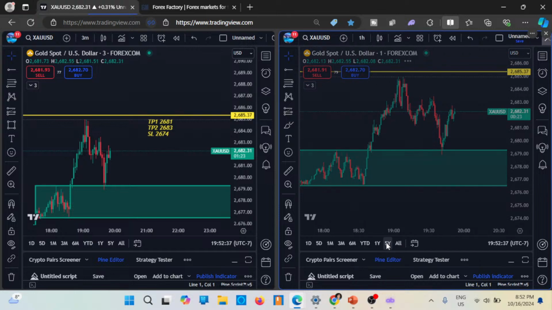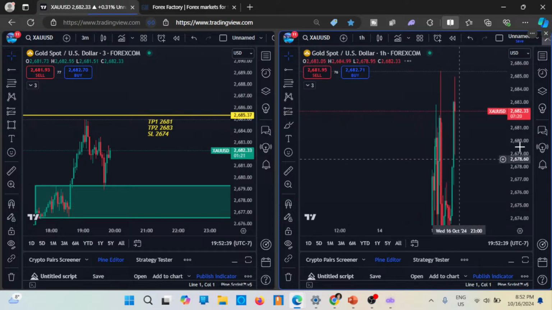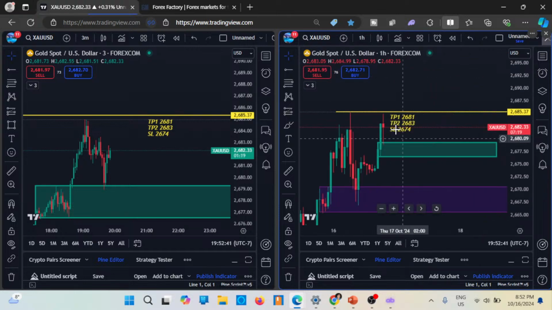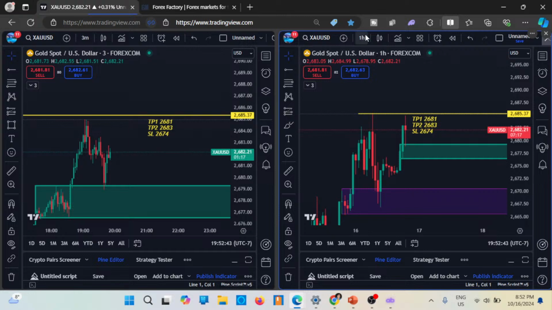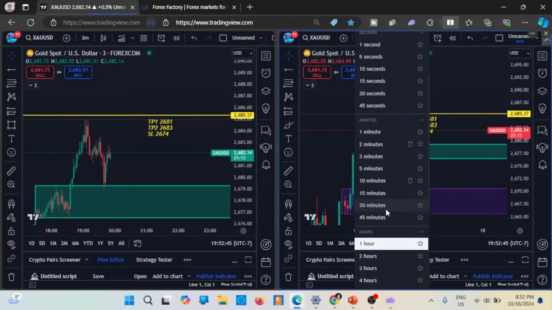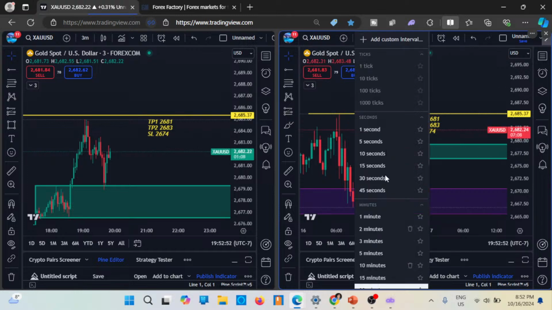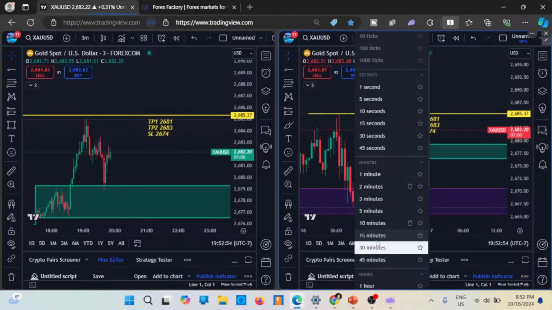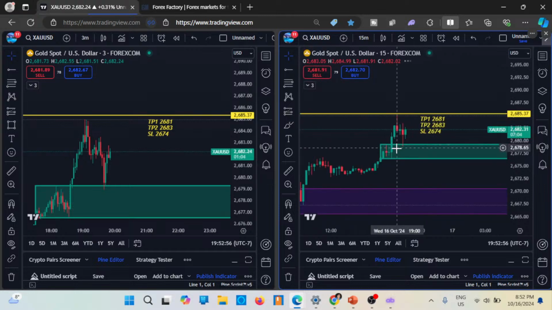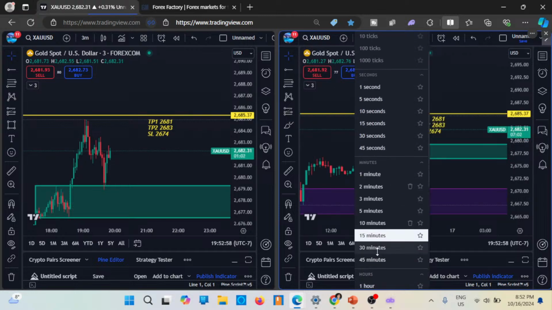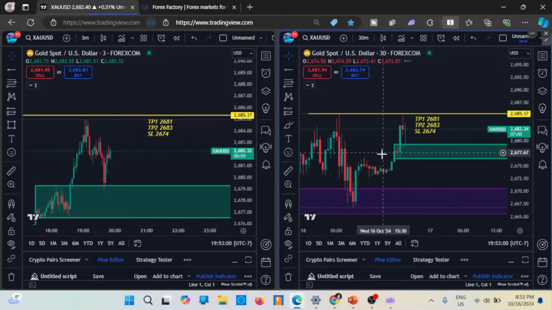Let me try to see here. It is not the 1 hour time frame. Let's go to the 30 minutes. The support is actually on the 30 minutes and the 15 minutes. So the 15 minutes and 30 minutes is where I was able to get this support.